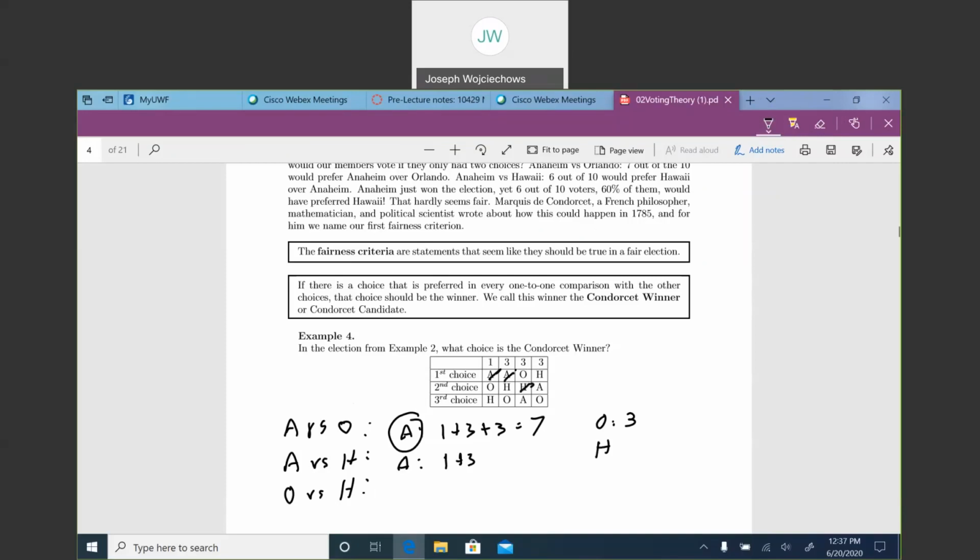Hawaii's preferred over Anaheim here. And Hawaii's preferred over Anaheim here, which gives us 6. And in this case, Hawaii is favored.